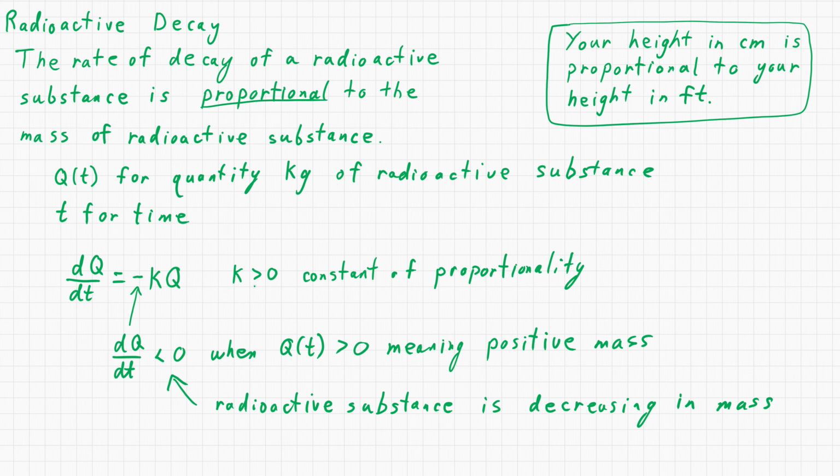We want K to be positive because it's just a little more convenient when you're doing all the algebra. But if we want K to be positive, we need that negative sign because we want the amount of radioactive substance to be decreasing over time. And this all works out because we also assume that the amount of radioactive substance is a positive quantity. Alright, so next we'll do some examples with this that you typically get in your homeworks.